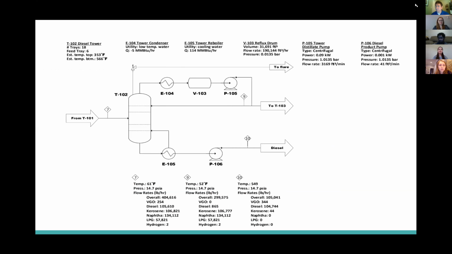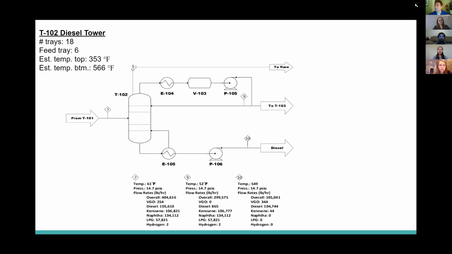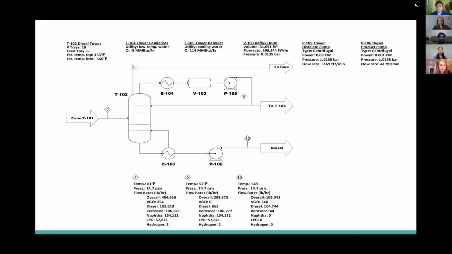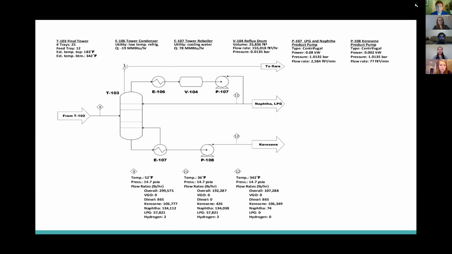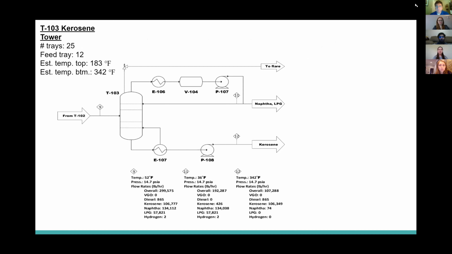This tower has 18 trays with a feed on tray 6, and it separates out the diesel. Finally, on our third tower, the kerosene is separated out the bottom, and the naphtha and LPG at the top. This tower has 25 trays with a feed on tray 12.